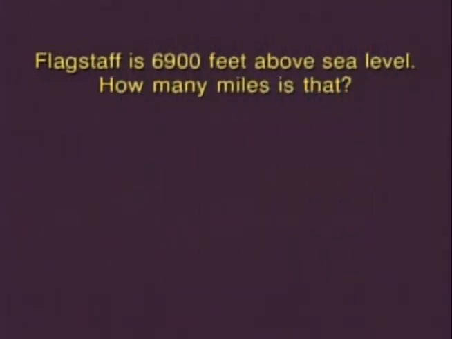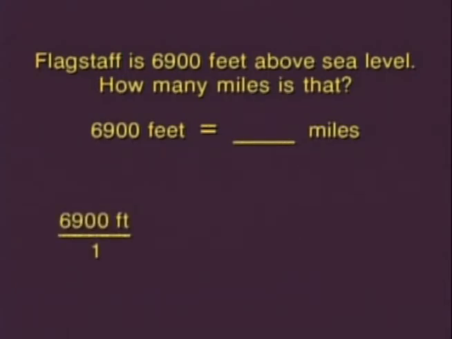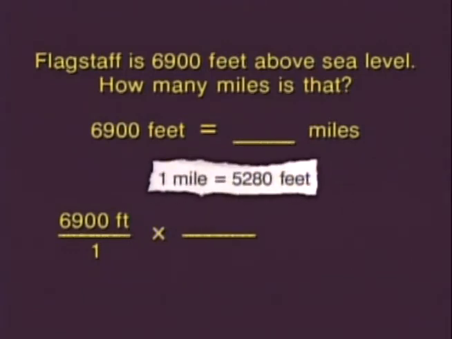Here's a problem converting feet to miles. The city of Flagstaff, Arizona is 6,900 feet above sea level. How many miles is that? To find out, we'll write the problem in equation form. To solve the problem, we'll write 6,900 feet as a fraction. We'll multiply it by a unit conversion factor. We'll use the equivalence for miles and feet. The factor 1 mile over 5,280 feet allows us to cancel feet and keep miles in the answer.